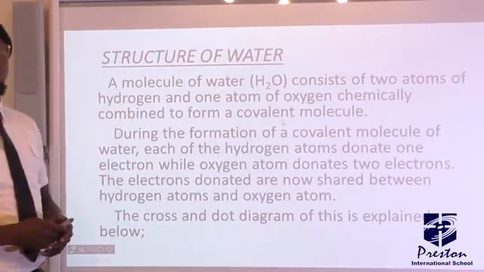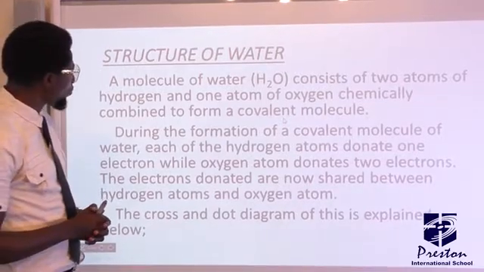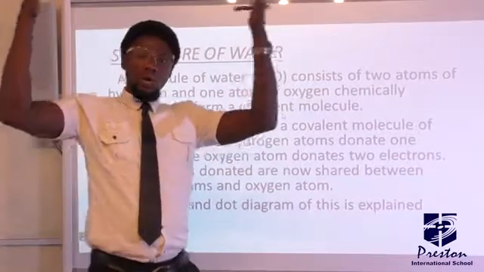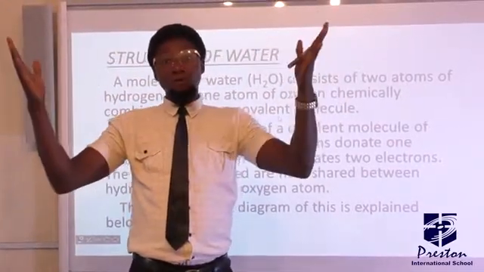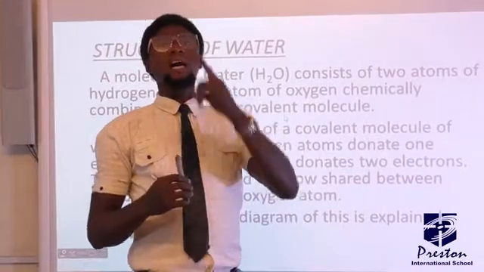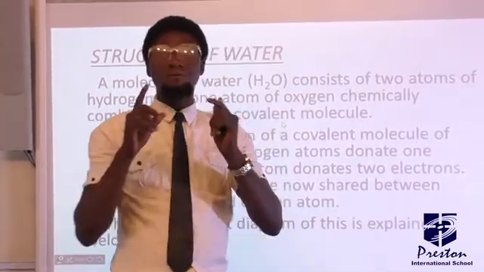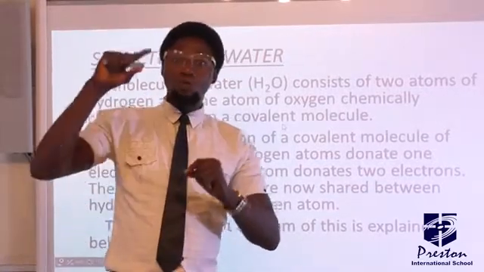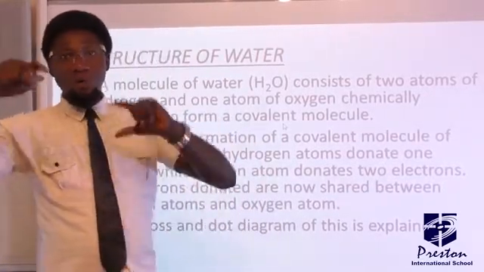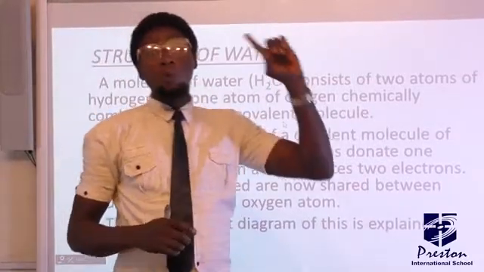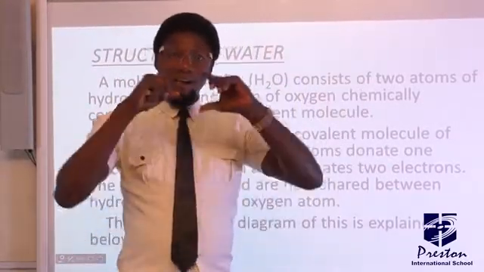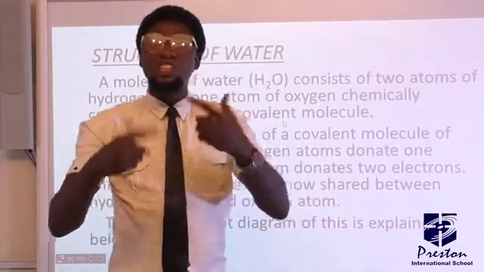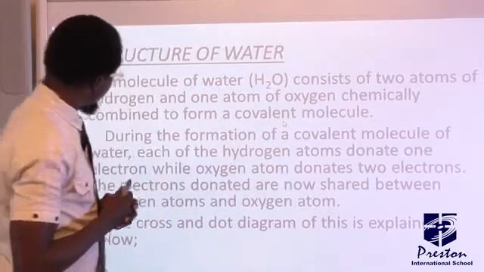Now, let's quickly look at the structure of water. Don't forget, before now we have discussed types of bonding, covalent bonding and electrovalent bonding. Water is one of those examples of compounds gotten from covalent bonding. This is obtained when you have two atoms of hydrogen covalently bonded with one atom of oxygen. And there's a particular principle involved in this. It involves sharing of electrons. We will quickly look at what is happening here.